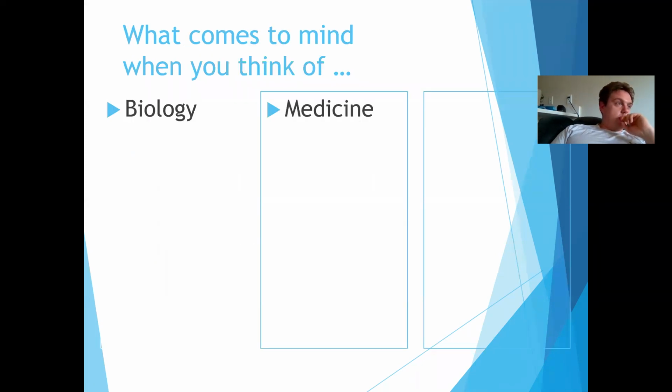So just a quick little exercise first. What do you think of when you think of biology and medicine? Maybe just pause the video, write down the first four things that come to mind for biology, first four things for medicine, and then also do that for psychology. Once you're done with that, then you can just resume the video.